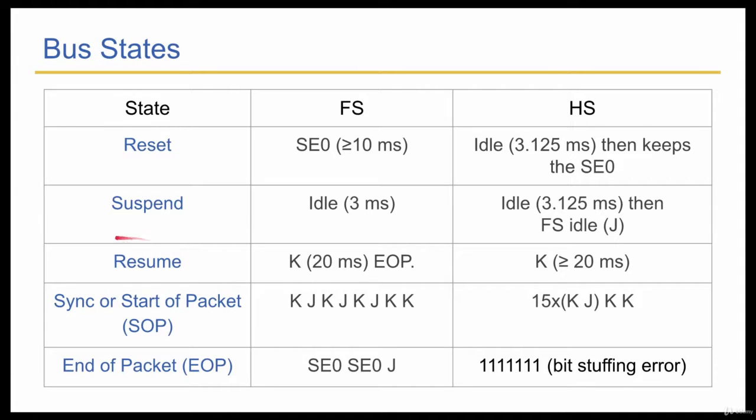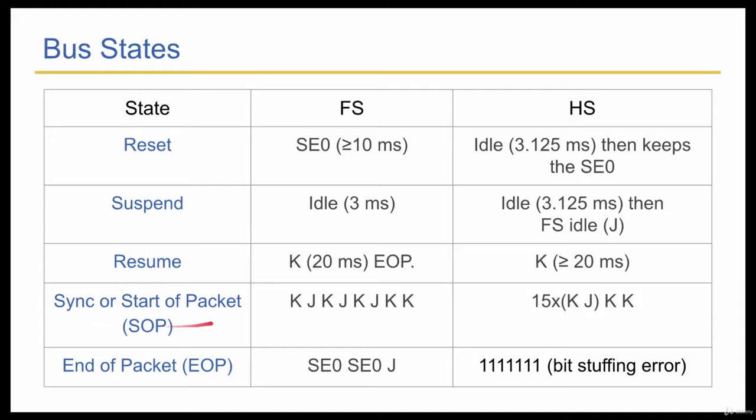The next state is resume state. And you probably noticed resume state is just to resume the device from the suspend state. And resume state can be achieved by applying a K state on the bus for more than 20 milliseconds and then followed by end of packet state. We will see this state in a minute. The next state is sync state, or it's also called start of packet, SOP. So sync or SOP signal is just a sequence of KJ, KJ, KJ, K, K signals.